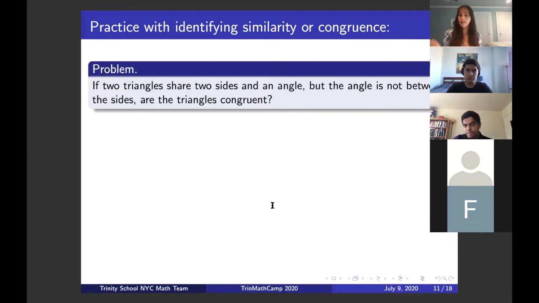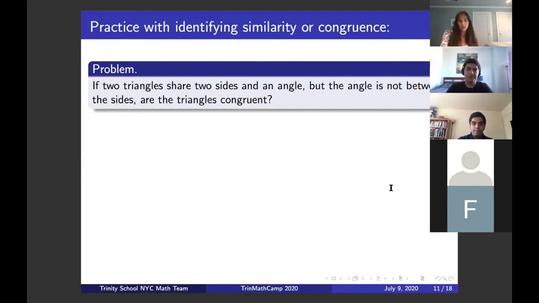We'll give you a couple minutes to do that. Think about that, explore that, try as many options as you possibly can. This isn't the same as SAS though, because the angle is not between them. Geometry is very visual. The whole idea is that we're studying shapes. So I would highly recommend trying to draw different scenarios and seeing if it works, like Maia said. Can we come up with two things that have the property stated, but look completely different?